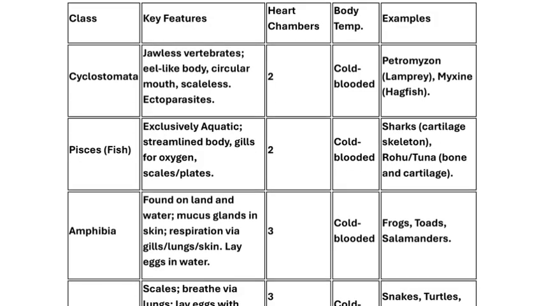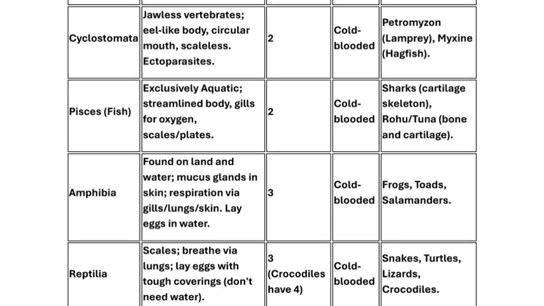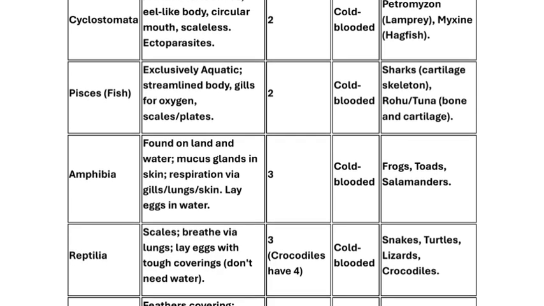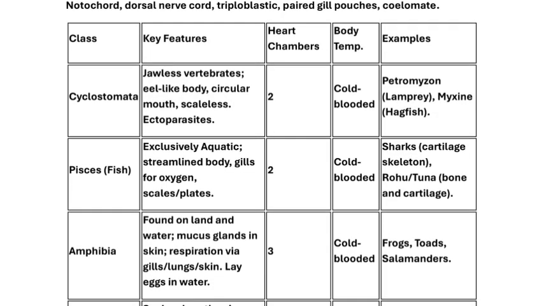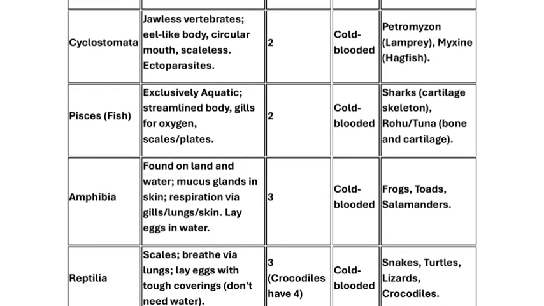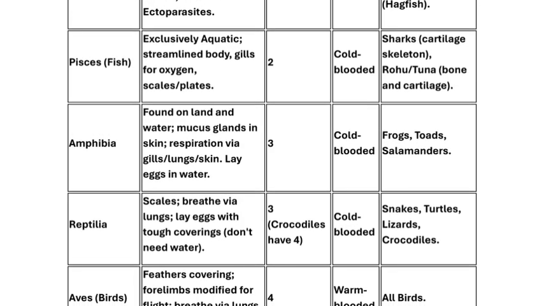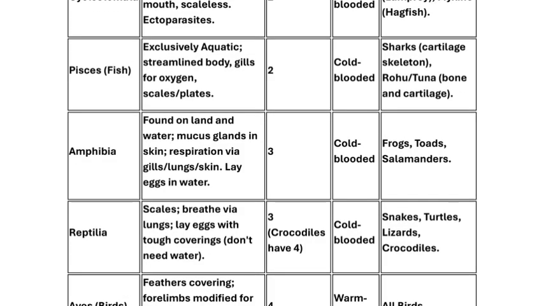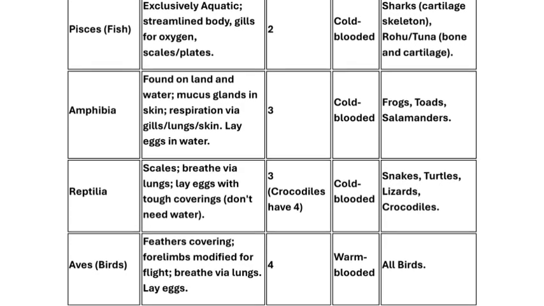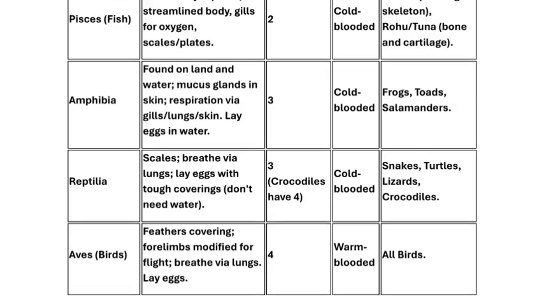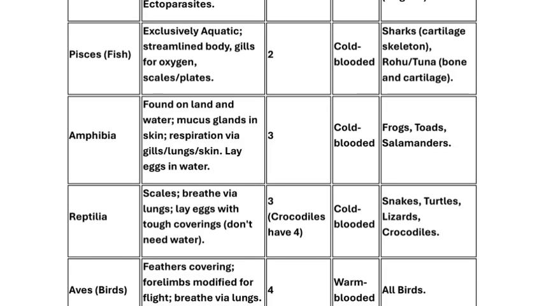Class, key features. Cyclostomata: jawless vertebrates, eel-like body, circular mouth, scaleless, ectoparasites, cold-blooded. Examples: Petromyzon, lamprey, Myxine, hagfish. Pisces: fish, exclusively aquatic, streamlined body, gills for oxygen, scales or plates, cold-blooded. Sharks have a cartilage skeleton; rohu and tuna have bone and cartilage. Amphibia: found on land and water, mucus glands in skin, respiration via gills, lungs, or skin. Lay eggs in water.